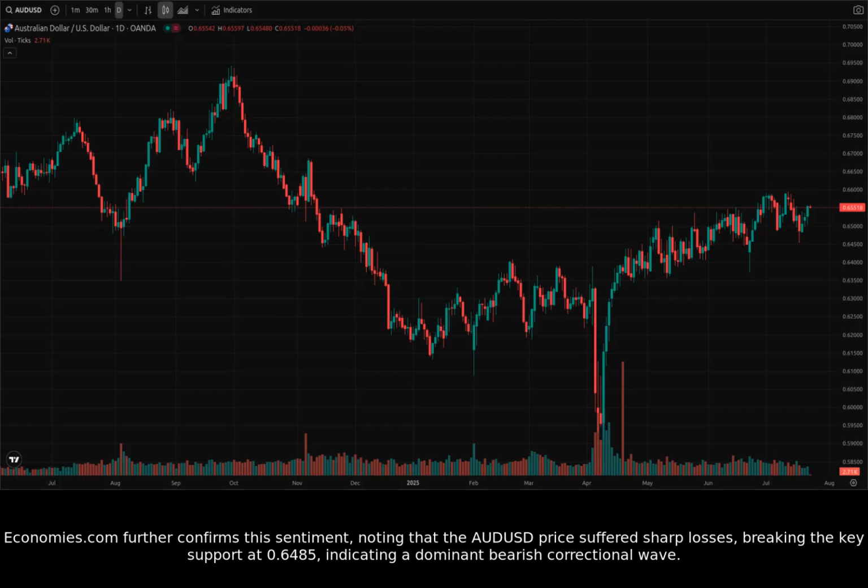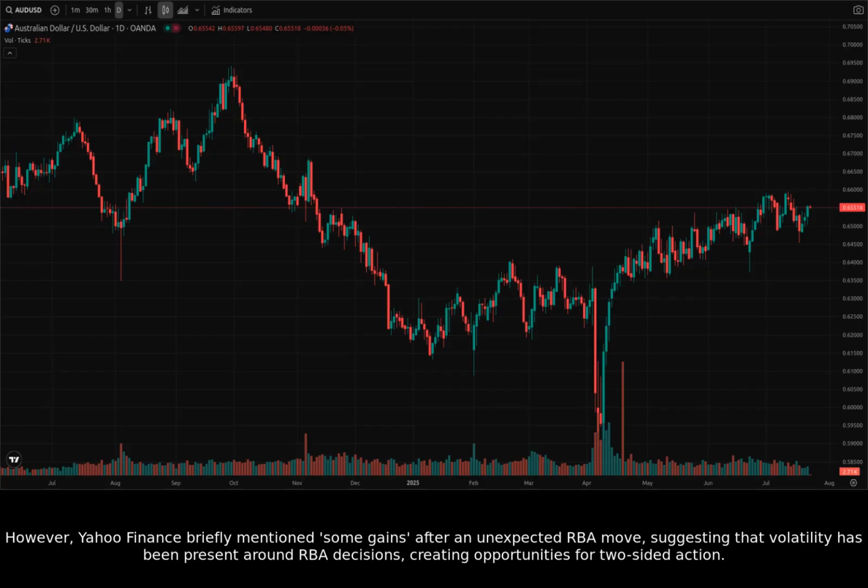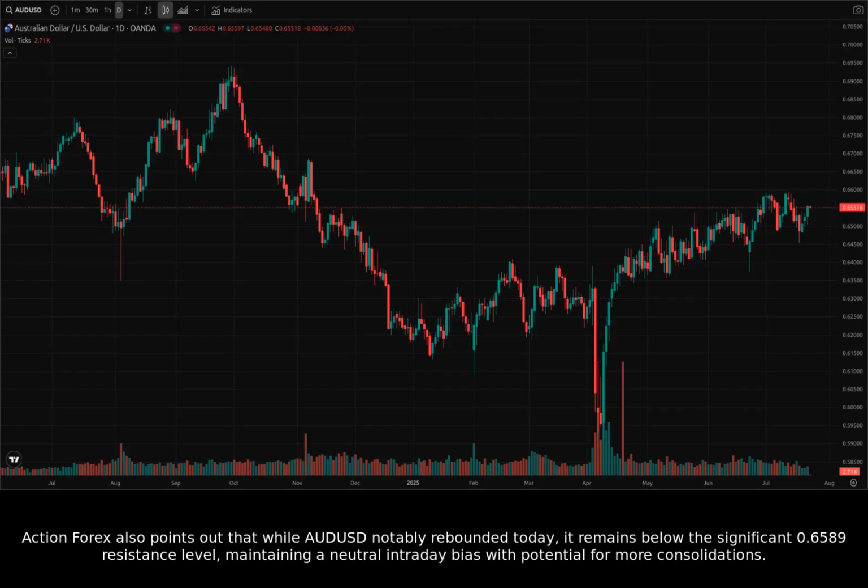Economies.com further confirms this sentiment, noting that the AUDUSD price suffered sharp losses, breaking the key support at 0.6485, indicating a dominant bearish correctional wave. However, Yahoo Finance briefly mentioned some gains after an unexpected RBA move, suggesting that volatility has been present around RBA decisions, creating opportunities for two-sided action. Action Forex also points out that while AUDUSD notably rebounded today, it remains below the significant 0.6589 resistance level, maintaining a neutral intraday bias with potential for more consolidations.